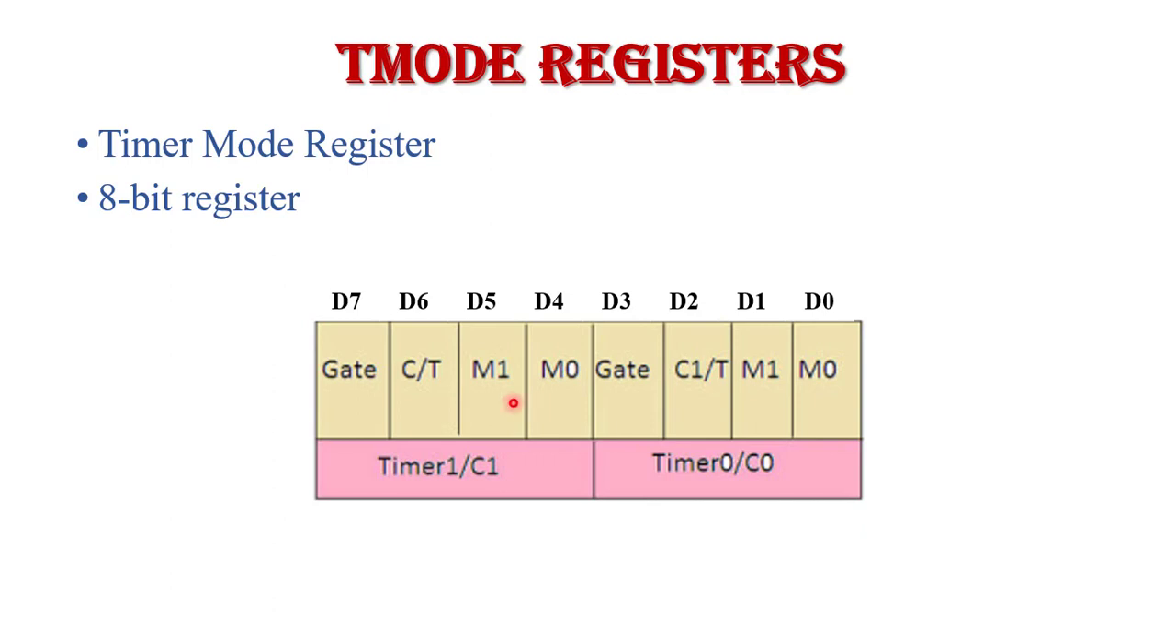If the combination is 0 0, the timer operates in mode 0. If the combination is 0 1, the timer operates in mode 1. If the combination is 1 0, the timer operates in mode 2, and if the combination is 1 1, the timer operates in mode 3.